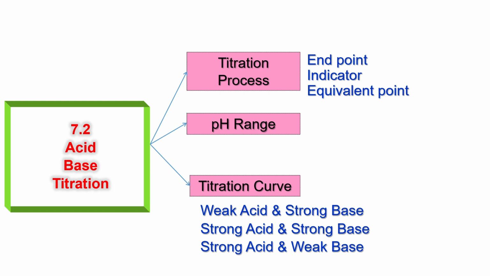For the second part, we are going to sketch a titration curve for weak acid with strong base, strong acid with strong base, and strong acid with weak base. So we have these three different titration curves. From these curves, we are going to identify the pH range and determine the most suitable indicator according to the different types of titration.